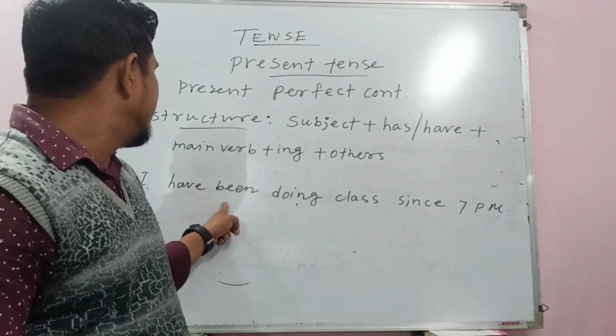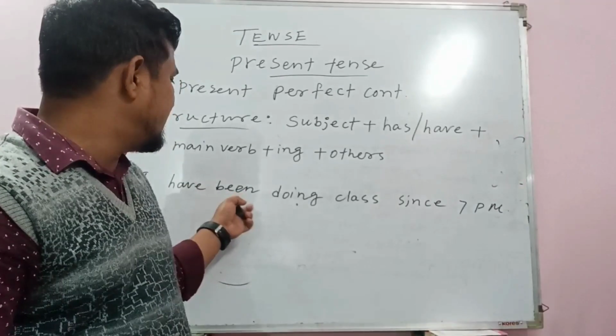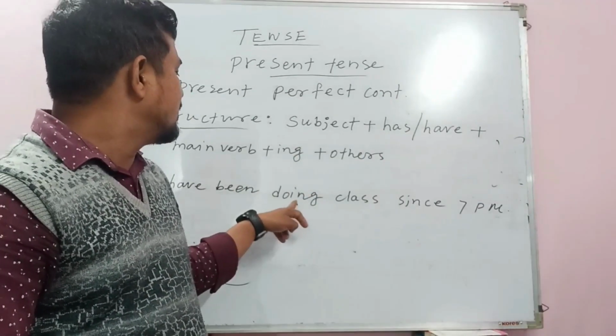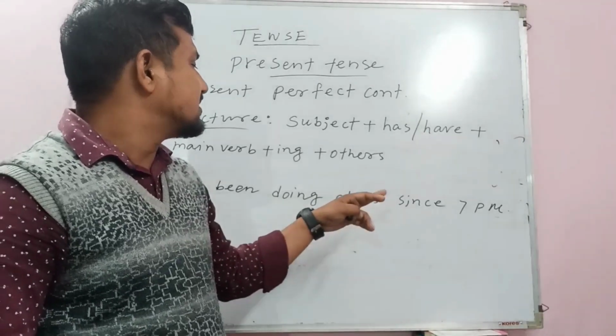I is the subject, and have is used because the subject is first person. Been doing is the structure of present perfect continuous tense. Been doing is added here. Class since 7 p.m.